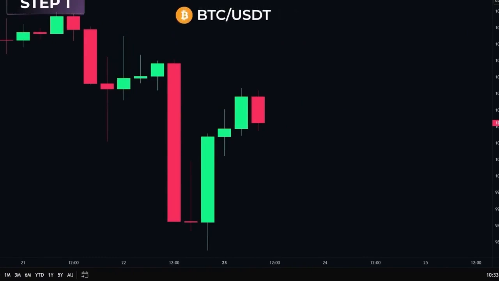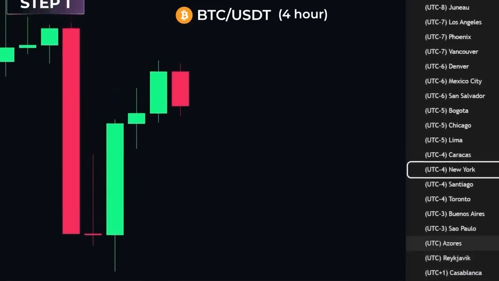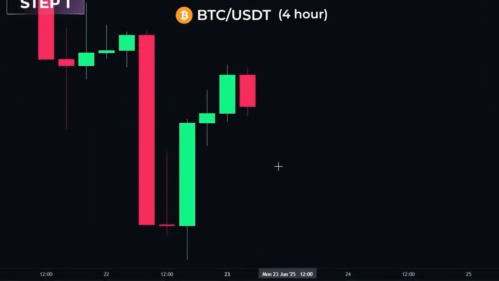Then, make sure the time frame is set to 4 hours, which means each candle represents 4 hours of price movement. Next, go to the time zone setting on the bottom right corner of the chart and select New York time. Now this step is very important because we want the first 4-hour candle to be based specifically on the New York time. Next, hover to the first 4-hour candle that formed on today's date.